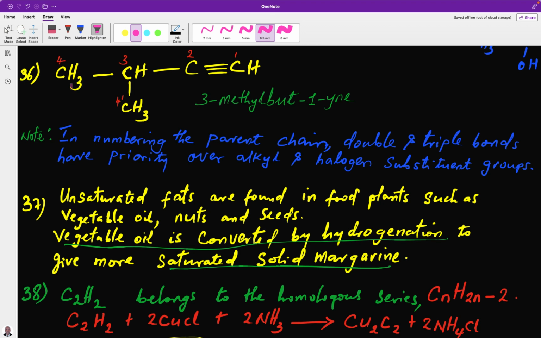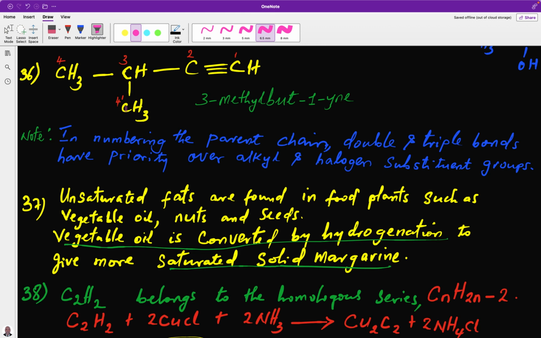We might want to start from here and say this is the first carbon, this is the second carbon, this is the third carbon, and this is the fourth carbon. No. Because double and triple bonds are given priority, we have to start from here, and this is the functional group. So this is the first carbon, this is the second carbon, this is the third carbon, and this is the fourth carbon. And this is another branching here. We can take this to be 4 prime.